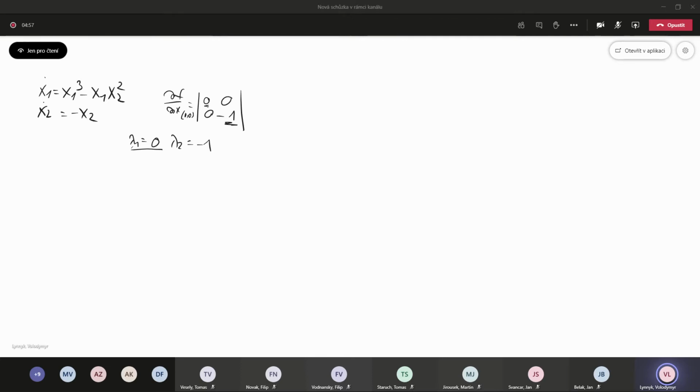Let's take a positive definite function V(x) equal to one half x1 squared plus one half x2 squared, and it's greater than 0 for all x1, x2 not equal to 0.